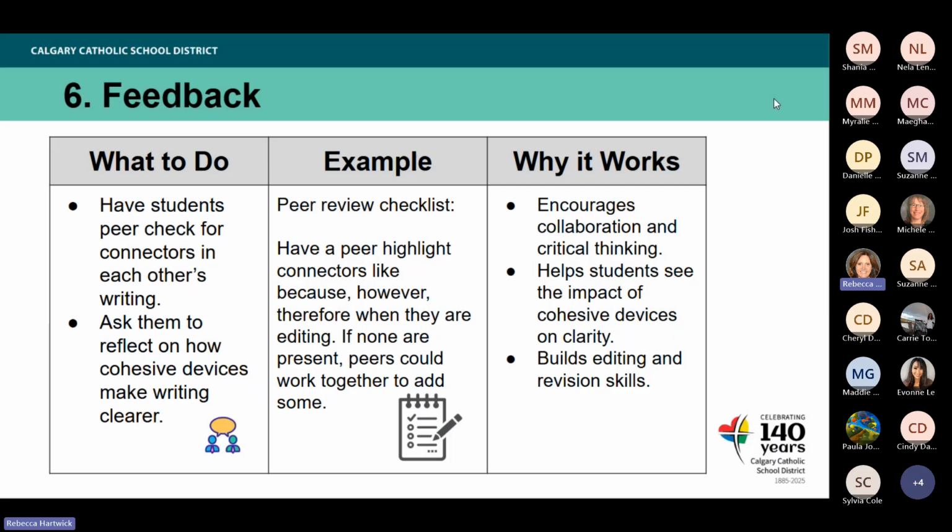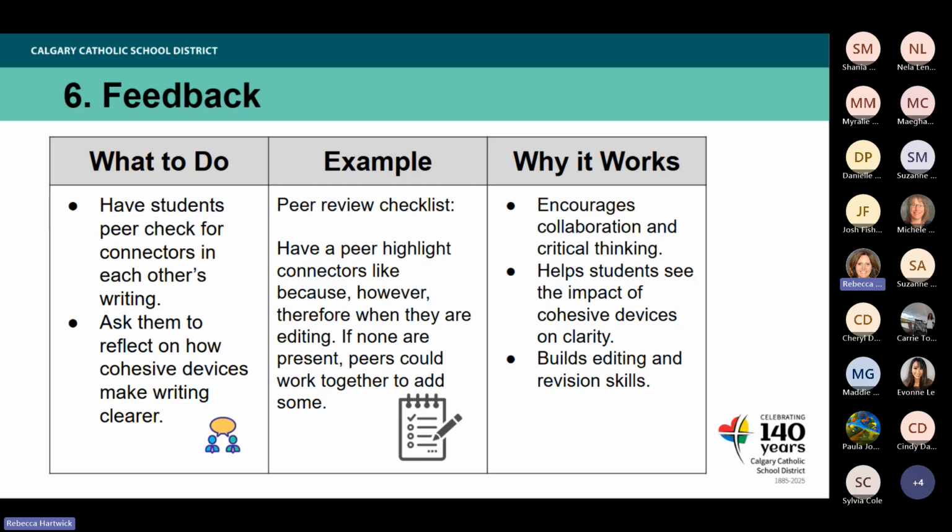And then lastly, we have feedback. So have students peer check for connectors in each other's writing. Ask them to reflect on how cohesive devices make writing clearer. An example would be a peer review checklist. Have a peer highlight connectors like because, however, therefore when they are editing. If there are none present, peers could work together to add some.